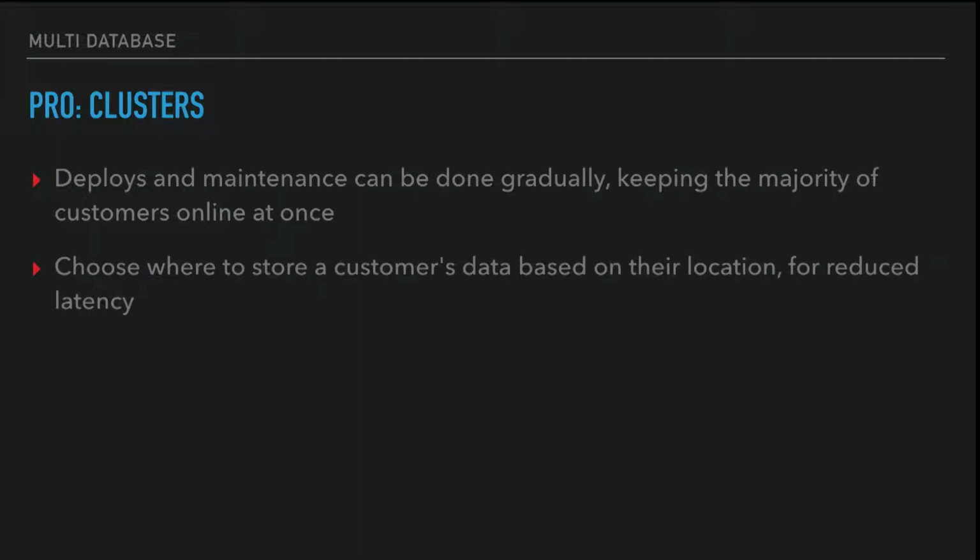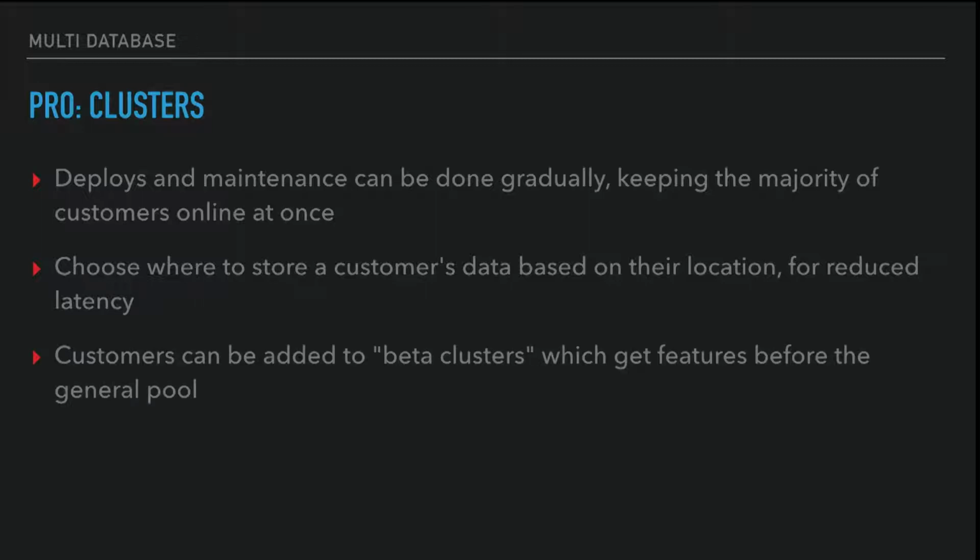You can also choose where a customer's data is stored based on their location for latency, or even, I know in the EU there's a data privacy law that is either going into effect or being talked about where EU data has to be stored in the EU. So if you're a US-based company, you might want an EU data center that hosts all your EU customers and a US data center that hosts all your US customers, for latency purposes and for those compliance reasons. And you can also add customers to, for instance, a beta cluster.